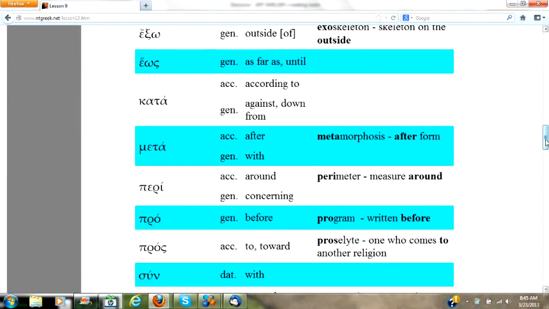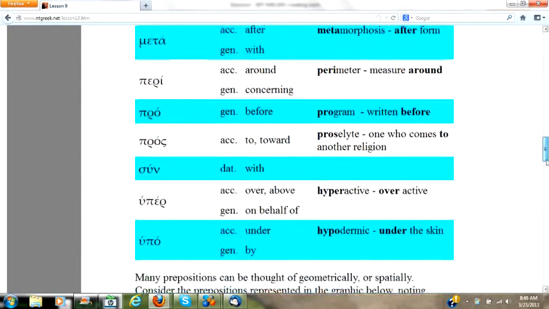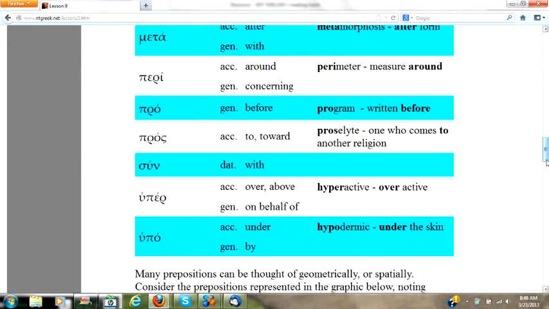Meta is a preposition that may have its object in the accusative case or the genitive case. When its object is in the accusative case, it means after. When its object is in the genitive case, it means with. Peri is a preposition that may be used with the accusative case or the genitive case. When its object is in the accusative case, it means around. When its object is in the genitive case, peri means concerning.